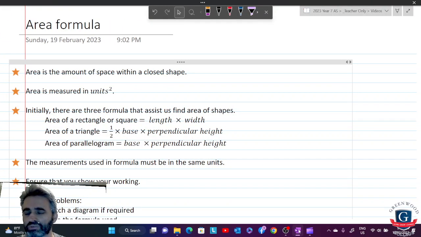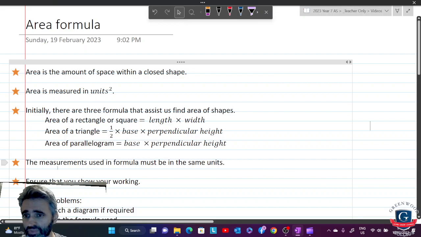Hi everybody, today we're going to have a look at the area formula. The area formula describes the amount of space within a closed shape. The area is measured in units squared. I know, we've got the important part.